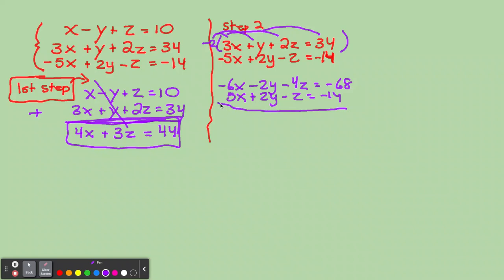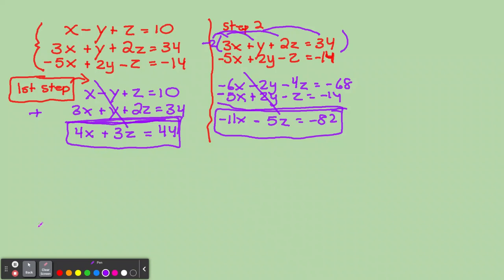And we'll add again. All right. So remember, this was a negative 2. So now we have negative 11x because we're adding here. That's gone. We have a negative 5z and it equals negative 82. So we have now our two boxes, and we've gotten rid of the y.